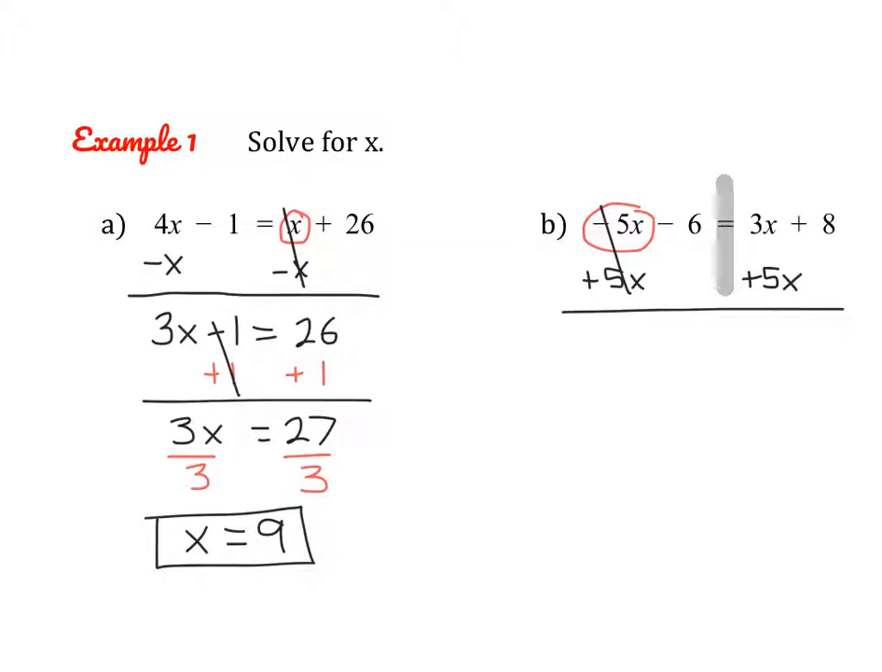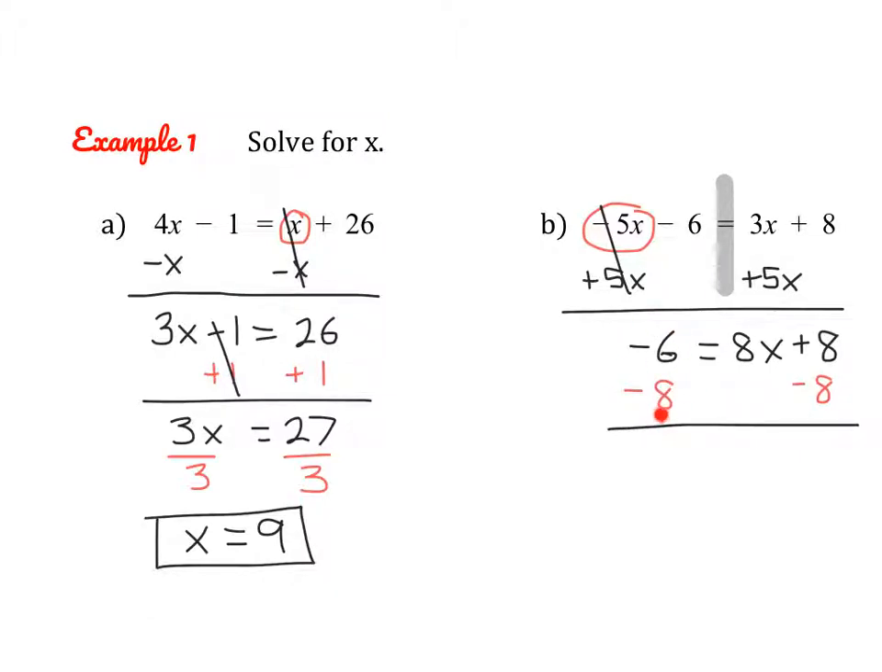What I have left, be careful here, is negative 6. Remember, this minus sign belongs to the 6, so don't let it disappear. Equals 3x plus 5x equals 8x, and then I have plus 8. So now I'm going to start by doing the inverse of addition, and I'm going to subtract 8 from both sides. Please be careful right here.